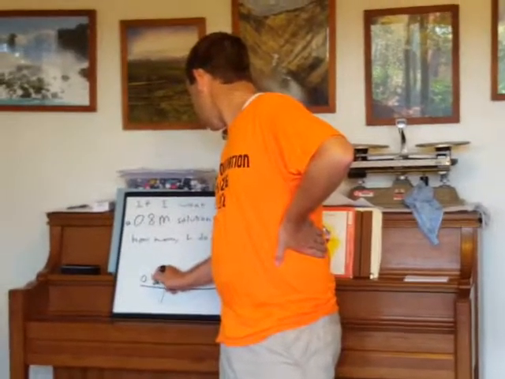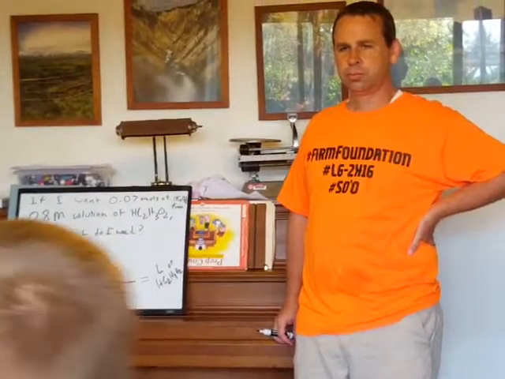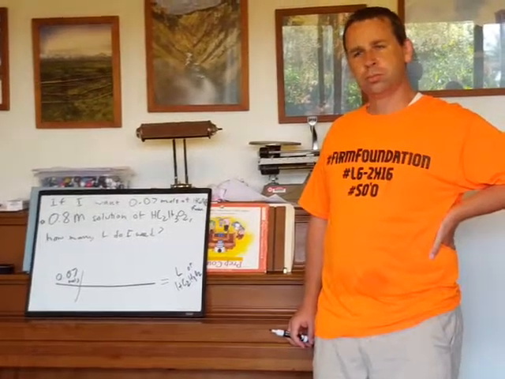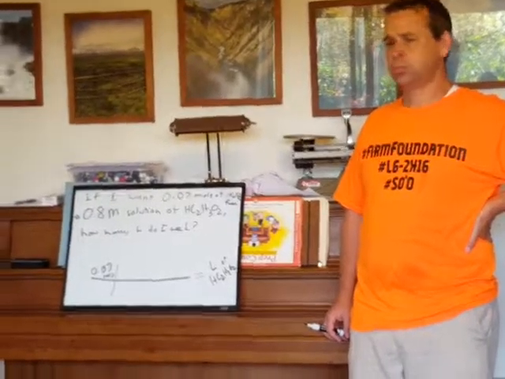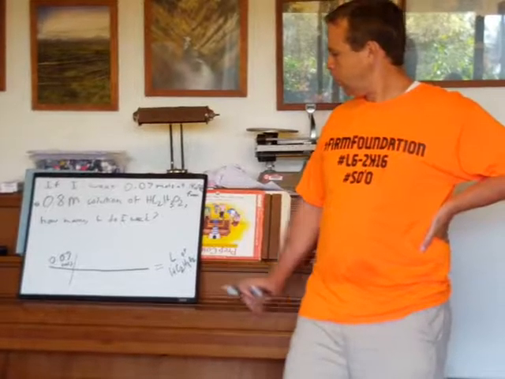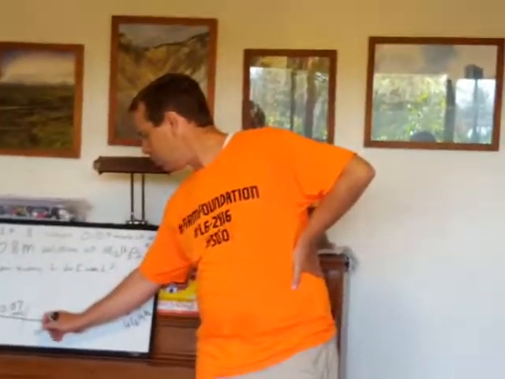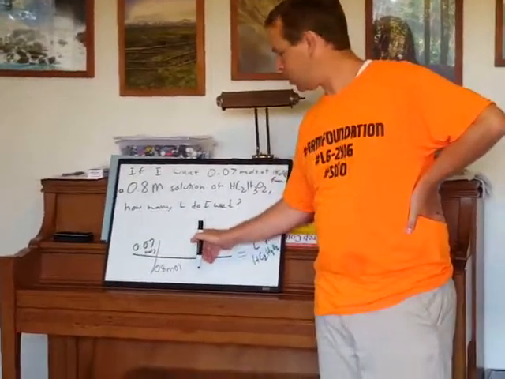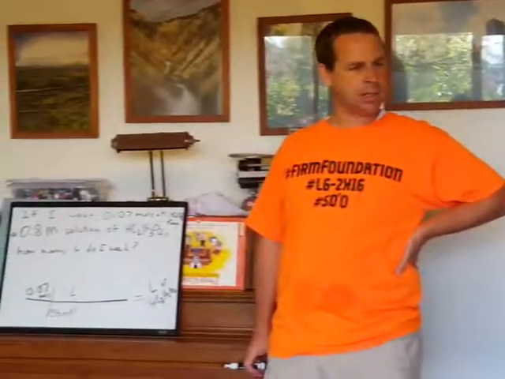0.07 moles of the stuff. That's how much I want, right? So then you would have to put 0.8. But then you have to put 1 liter at the bottom, right? And then you would put 0.8 molar. What has to go down here? Moles. Where are we going to get moles from? 0.8 moles. That's right. 0.8 moles for every what? 1 liter. Does that make sense? Yes.